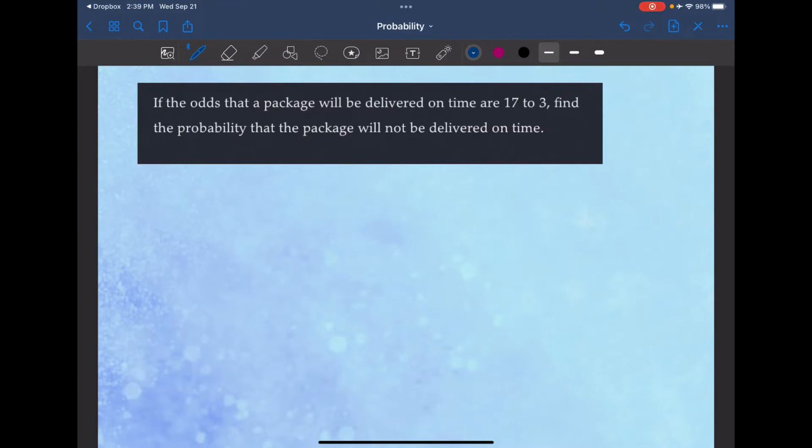Here is a nice example. If the odds that a package will be delivered on time are 17 to 3, find the probability that the package will not be delivered on time. So let's take a look at what's going on here. These are the odds that it will be delivered on time. So favoring this event, it's 17 to 3. 17 you can think of as your favorable chances, and 3 is unfavorable.